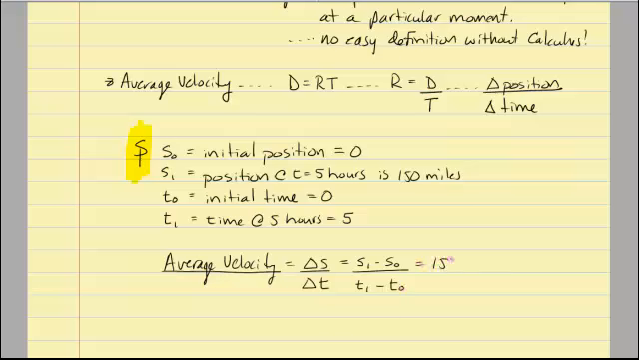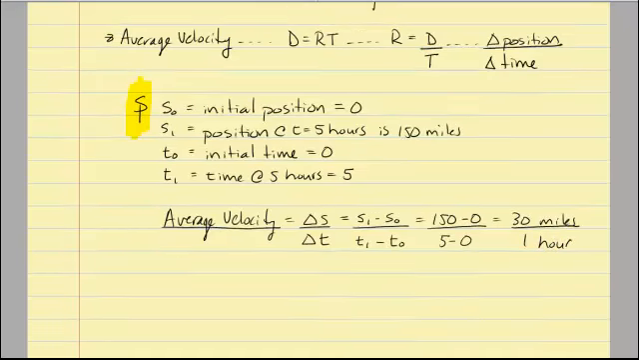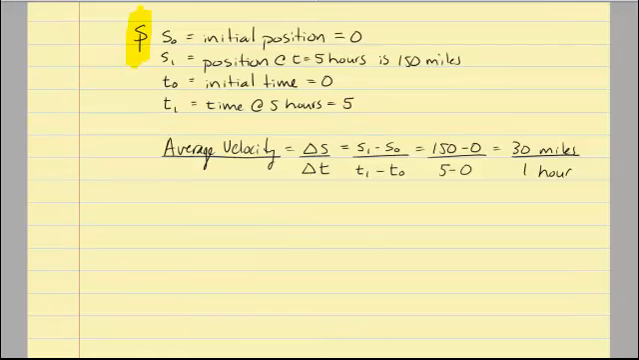So for this particular case, that would be 150 miles minus 0 miles, over 5 hours minus 0 hours, which leaves me with 30 miles per hour. Now this is very intuitive. This is how we work problems anyway, so this is not shocking or difficult, and we certainly didn't use any calculus here. However, at any given moment, the car may be going faster or slower than 30 miles per hour. This is only the average.